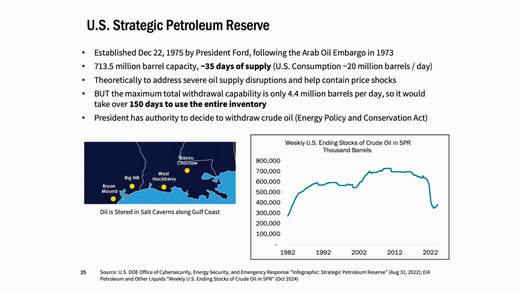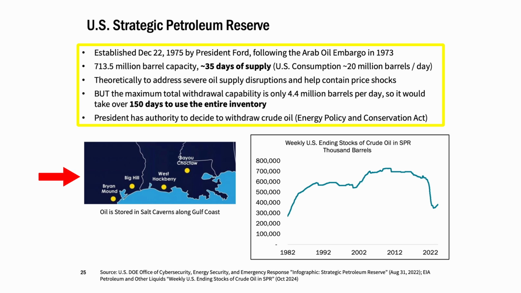One of the things we have in place to try to buffer our economy from those global unrests is our Strategic Petroleum Reserve. This was put in place in 1975 after the Arab oil embargo, one of the many policies that came out of it. We have over 700 million barrels of oil, about 35 days of supply, stored in these big salt dome caverns in the Gulf of Mexico. You can see them along the Texas and Louisiana coast.